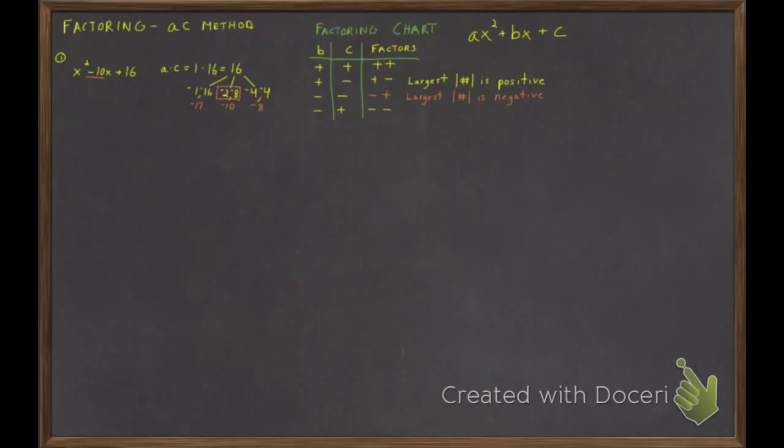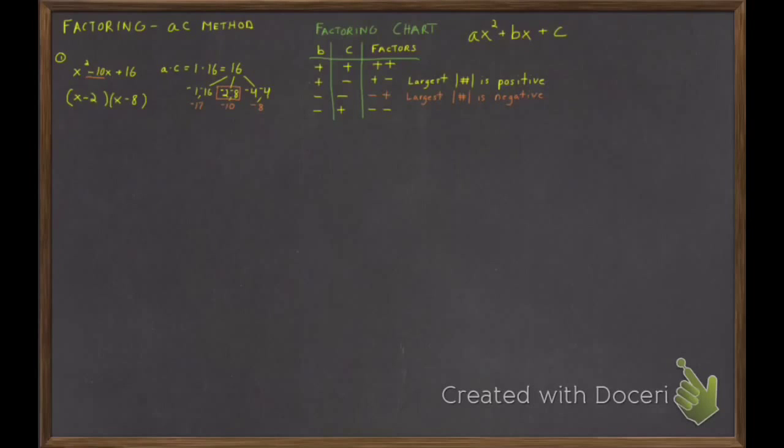So we know using the AC method, we then separate our trinomial into a binomial. We have an X and an X, and now we use our factors. We have a minus 2, and we have a minus 8. And that will be our final answer.